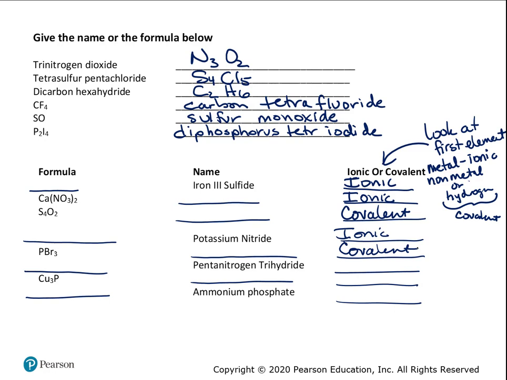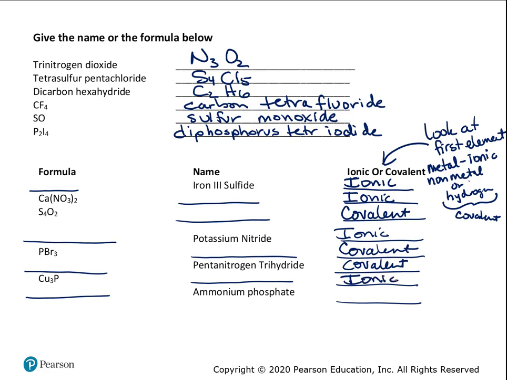Pentanitrogen trihydride. Nitrogen is what? Covalent, because it's a nonmetal, right? So it's on the right of the zigzag line. So if the first element's to the right of the zigzag line, it's covalent. If it's to the left of the zigzag line, it's ionic. Cu3P. Ionic. And this last one is really mean.